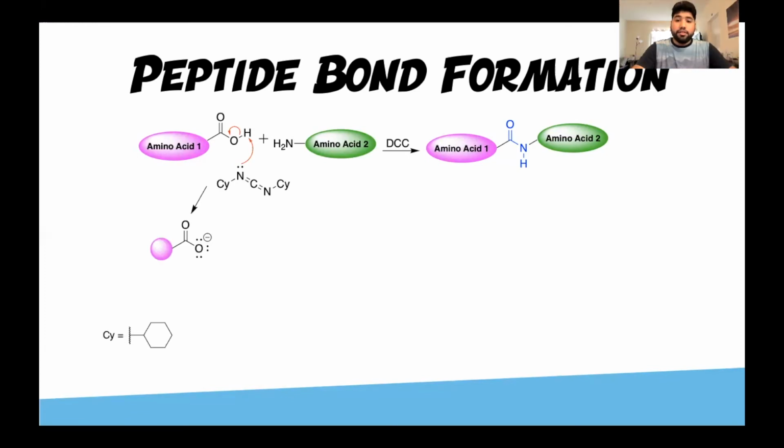The result is a carboxylate ion of amino acid 1, and that then performs a nucleophilic attack on the central carbon atom of the now protonated DCC intermediate. Now we have an ester, and this is capable of undergoing nucleophilic acyl substitution with an amine, such as the amino group of amino acid number 2.